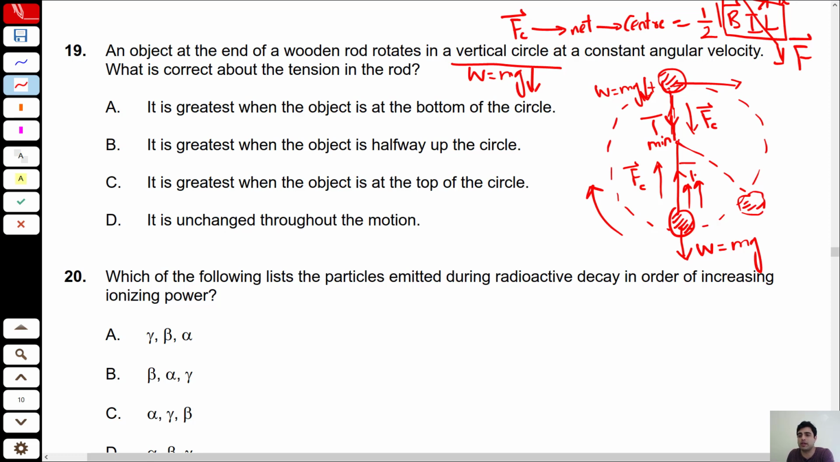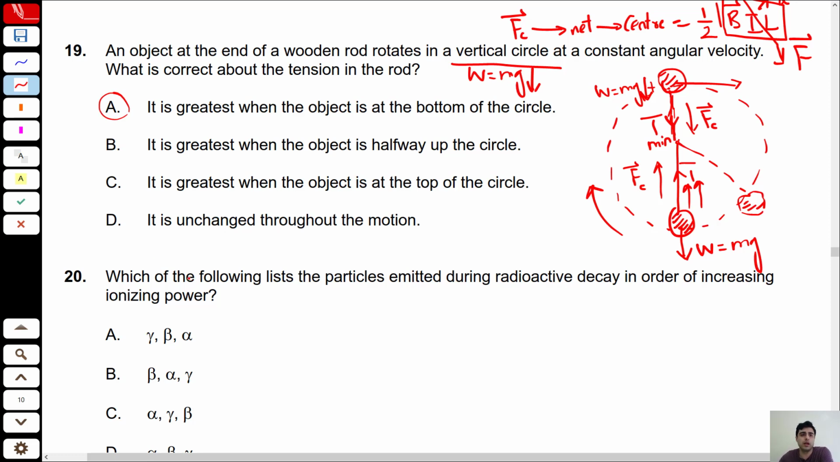So the tension will be maximum at the bottom because it has to overcome the weight first and then provide additional centripetal force as a net resultant force for the body to move in a circular motion. So it will be greatest when the object is at the bottom of the circle.